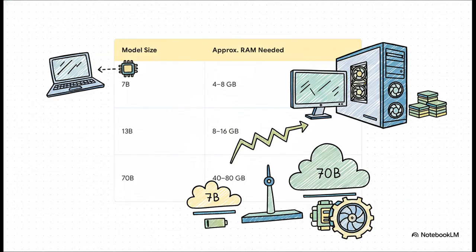A smaller 7 billion parameter model, yeah, that could probably run on your laptop, maybe needing around 8 gigs of RAM. But if you want to run one of the big dogs, like a 70 billion parameter model, well, you're going to need a beast of a machine with like 40 to 80 gigs of memory. Size directly translates to the hardware you need.